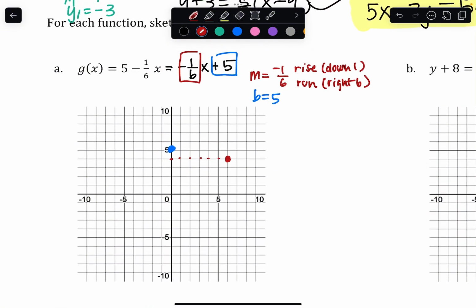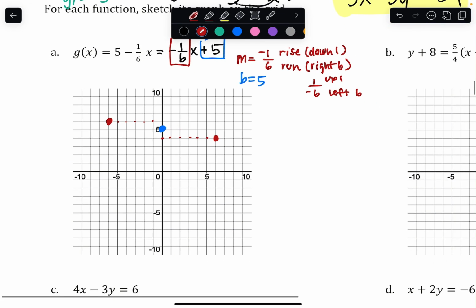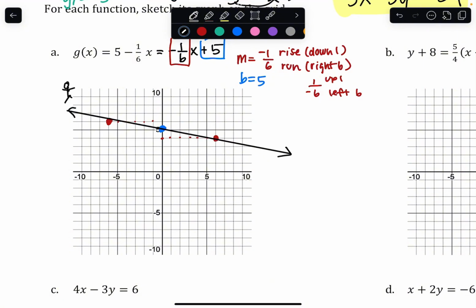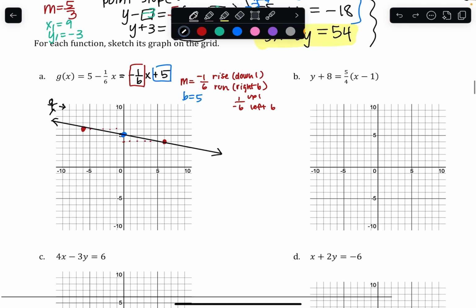If you instead viewed the negative on the bottom, this would be up 1, left 6. So we could go up 1, back 6: 2, 3, 4, 5, 6. All of these points lie on the same line. Whenever you have a negative slope, it should be a decreasing function as you go from left to right. Meaning if you were traveling from left to right, you're going down the mountain, decreasing.